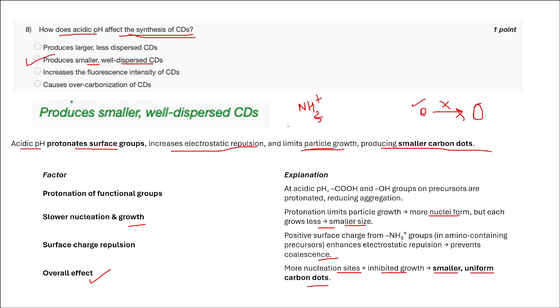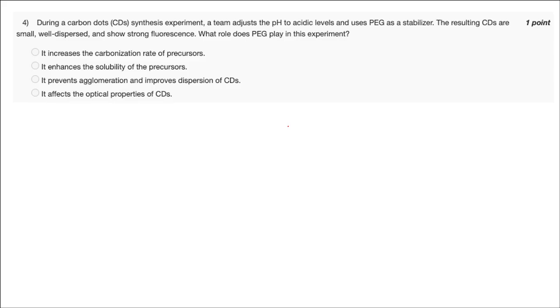Now, moving forward, try attempting this question. The question reads, during a carbon dots synthesis experiment, a team adjusts the pH to acidic level and uses PEG as a stabilizer. This is polyethylene glycol. It is one of the most commonly used capping agents and stabilizing agents. The resulting carbon dots are small, well dispersed, and show strong fluorescence. What role does PEG play in this experiment? I think I already gave the answer, but I want you guys to answer it.